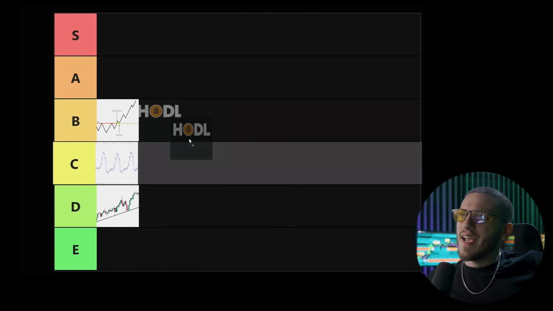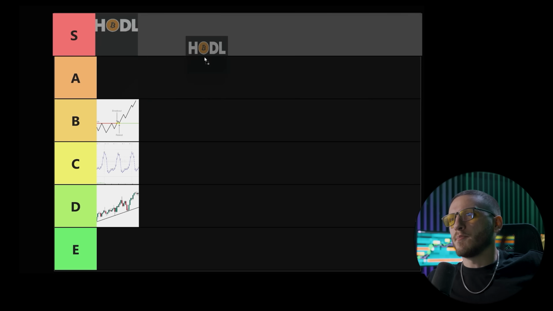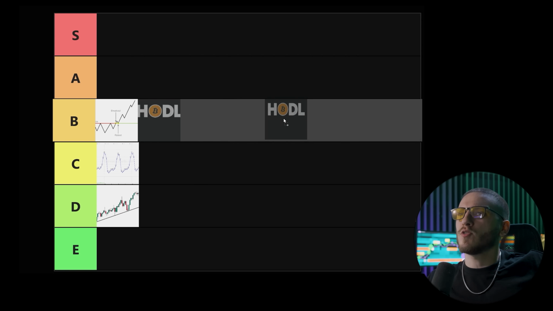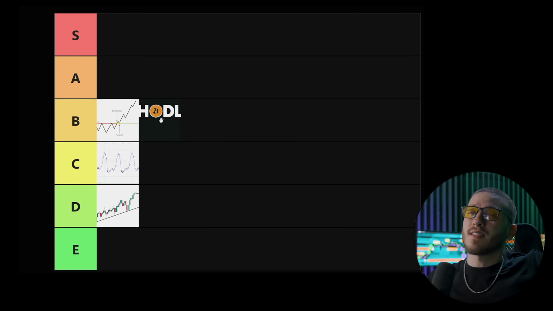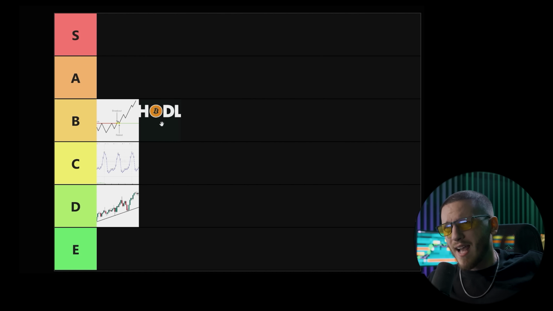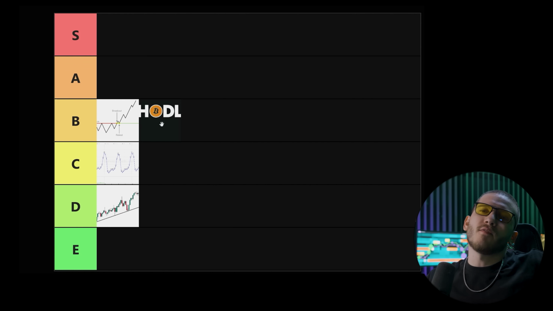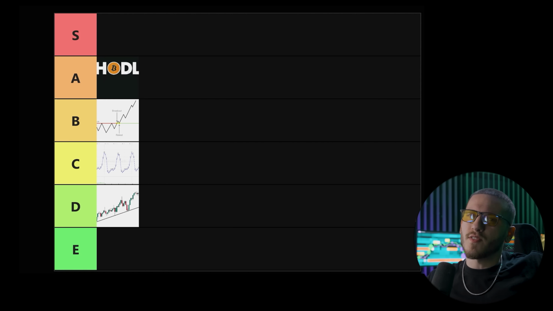Then we have buy and hold cryptos, Bitcoin specifically, just buy and hold. This is a solid B, because most people don't know how to do it, but realistically, that's the highest performing asset class. Buying and holding Bitcoin over the last almost 20 years was the best investment you can make, so it just deserves an A tier. Absolutely A tier, if not even S tier.